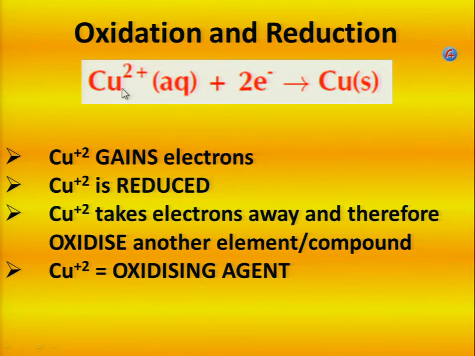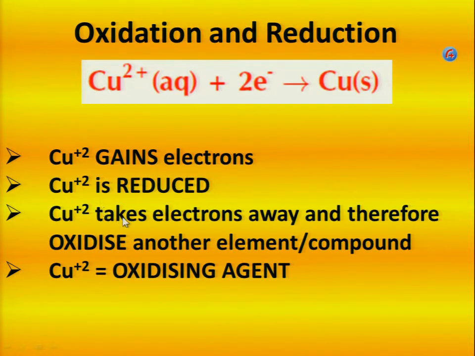Let's look at this example. Here you have copper 2 plus 2 electrons, giving you copper 0. Now in this case, the copper plus 2 gets 2 electrons, therefore it gains electrons and is reduced. Why do we call it reduced? Because the oxidation number is reducing. It's getting lower. From plus 2 to 0. It is decreasing. It is reducing.